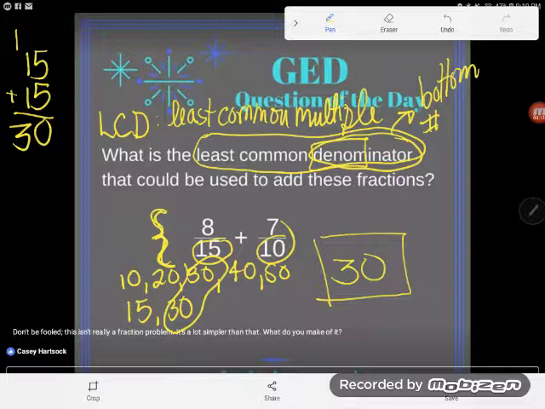Okay, y'all? So if that's not a good pitch for reading the directions, I don't know what is.